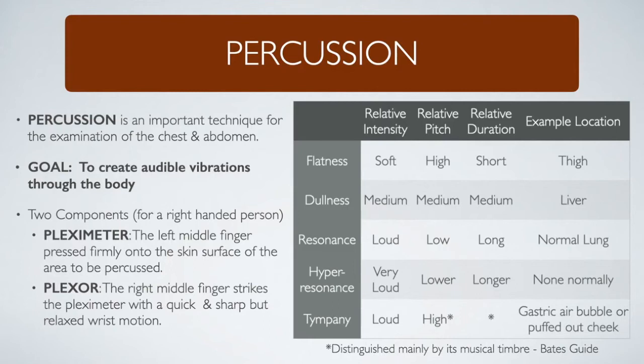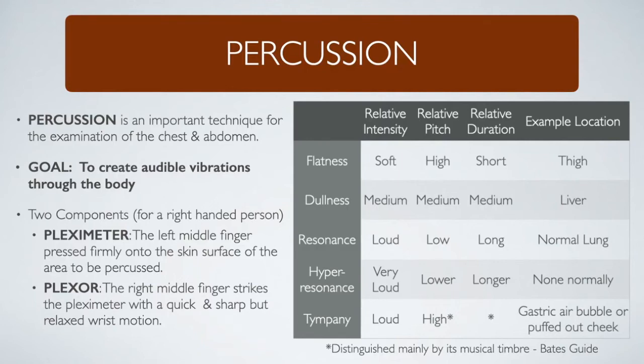And then you have timpani, that you hear more with air filled or fluid filled structures. A drum stroke is tympanitic. An abdomen filled with gas is tympanitic. The stomach filled with air is tympanitic. A cheek full of air is tympanitic. So those are some of the sounds that you can generate with percussion: flatness, dullness, resonance, hyperresonance, and timpani.